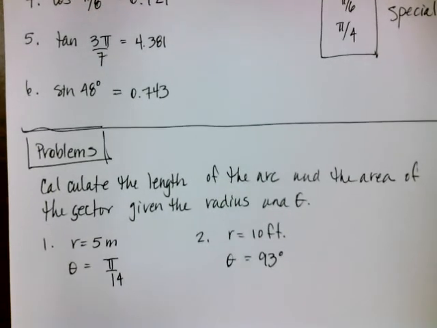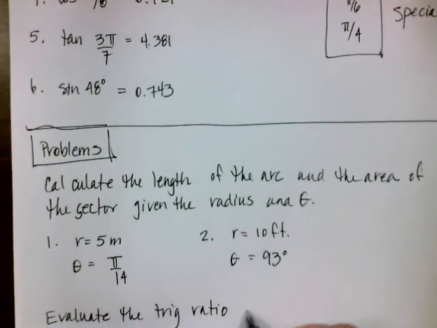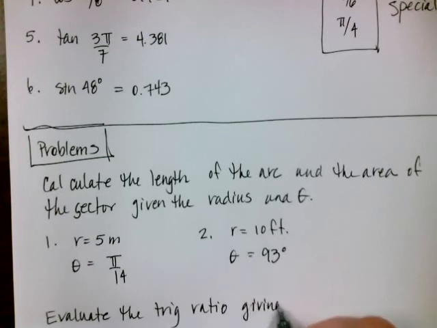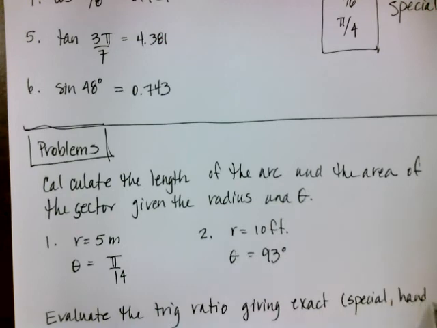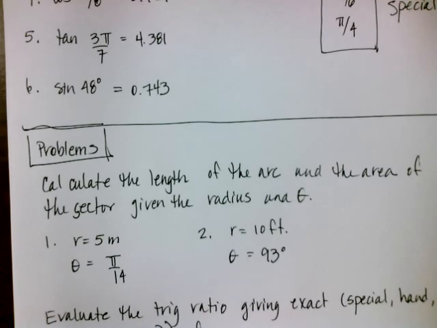Okay? Your second set say evaluate the trig ratio, giving exact answers. And remember, exact means it's a special, and it means do it by hand, which means draw the diagram, draw and label. Label, label, label, label, label, if possible.